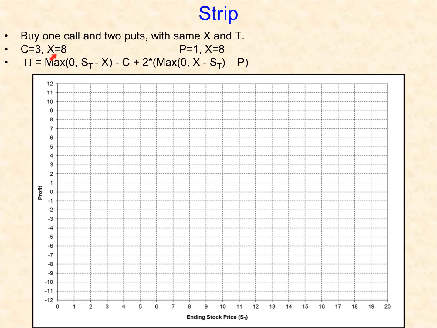The call is the same one we saw before, as is the put. The only difference is the quantity. We're buying 2 puts and only 1 call.